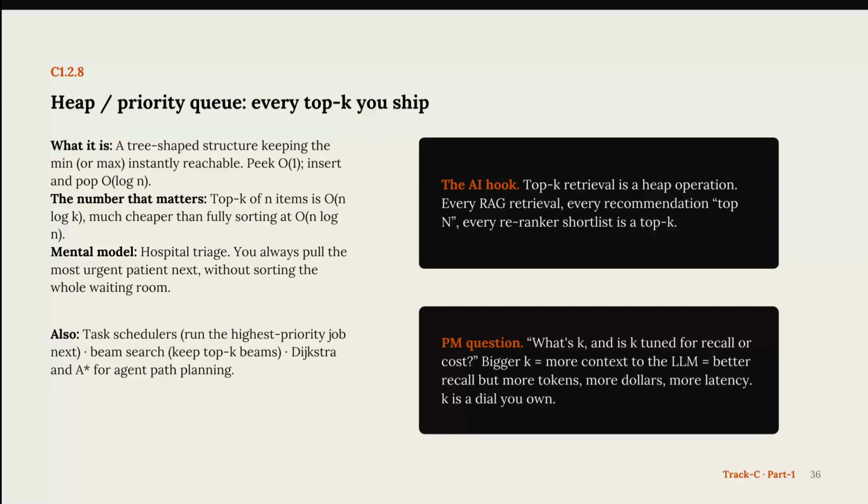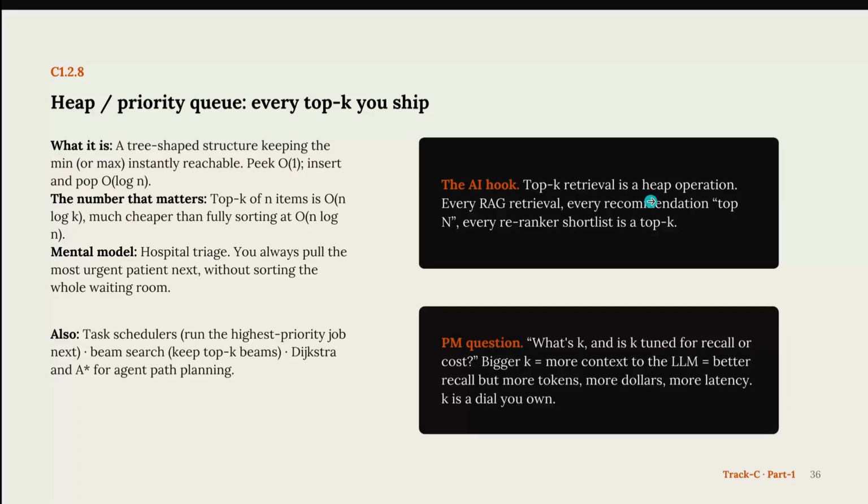Okay, if you're going to build a model on some prioritization technique, I would recommend you look at heap or priority queue based on certain parameters, how you can do that. Task schedulers, beam search, Dijkstra and A star for agent path planning, all of these use heap or priority queues. We're going to look at these in detail in the agent workflows, when we go there. The AI hook is the top k retrieval in a heap operation.